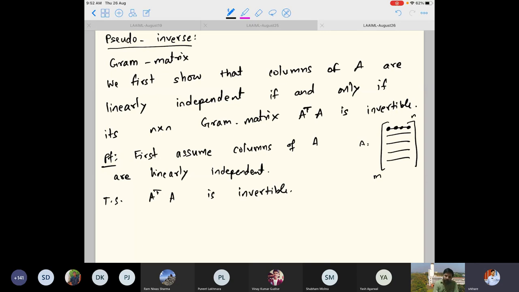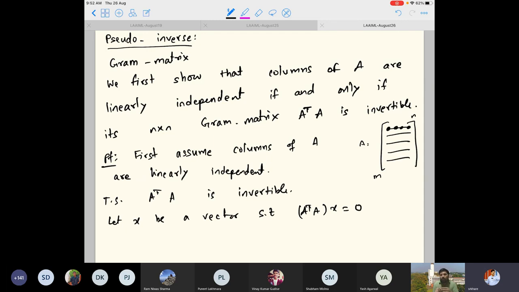So what will I start with? I will start with a vector x. Let x be a vector such that A transpose A into x is equal to 0. By taking A transpose A into x equal to 0, what am I really looking at? I am looking at a linear combination of the columns of A transpose A.